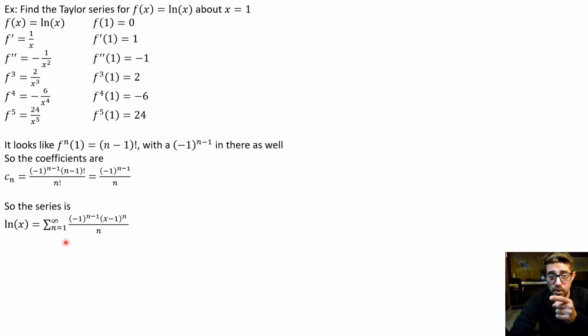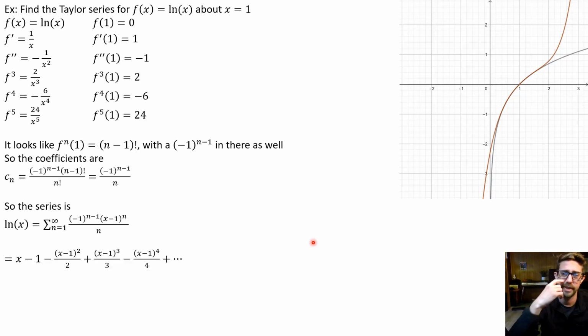Notice something: we had to start n at 1 because we can't divide by 0. And that's okay, because that corresponds with the fact that our first term, for whatever reason, actually dropped out. So our 0th term just went away. If we started at 0 here, the first term would be undefined, so why not just start at 1? That way we don't have that problem. So it's going to be (x-1)^1 over 1, minus (x-1)^2 over 2, plus (x-1)^3 over 3, minus (x-1)^4 over 4, and so on and so forth.